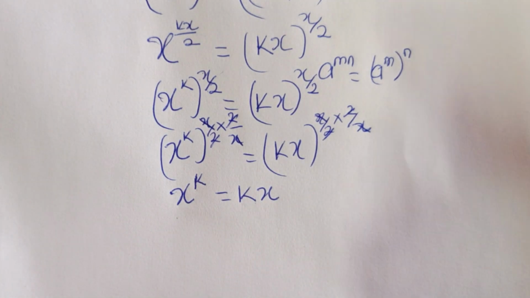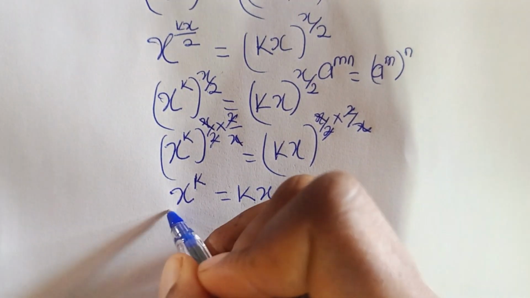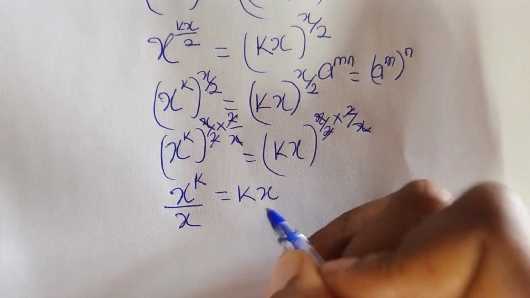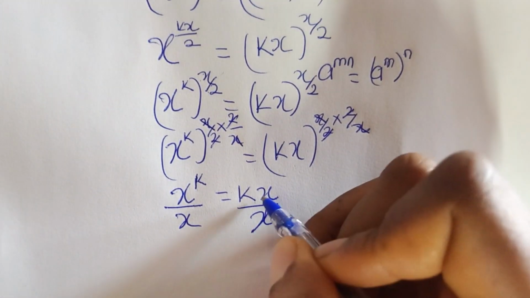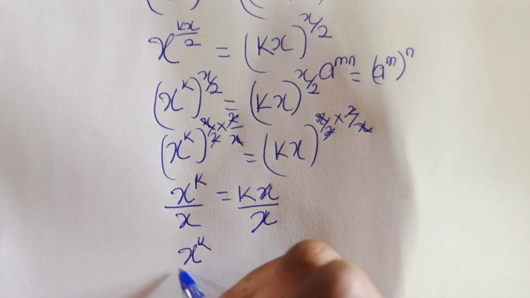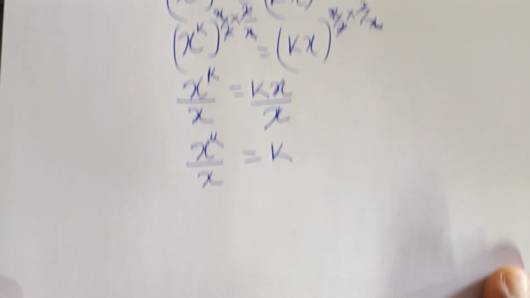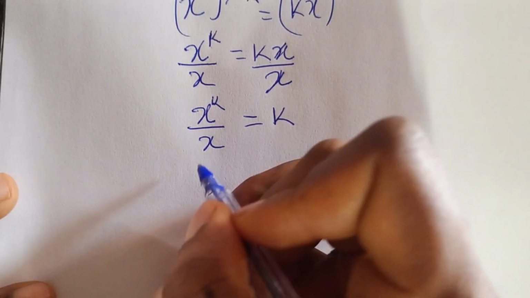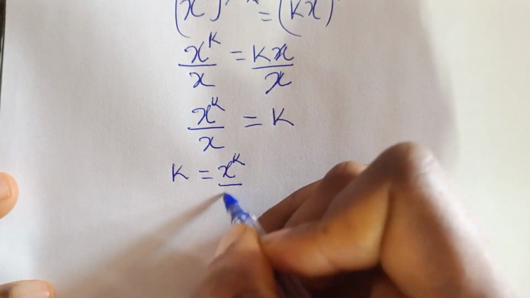In this question, let's divide by x on both sides. We have x here, we have x here. So we divide by x. This x cancels x. We are left with x raised to power k over x equals k. So k here equals x raised to power k all over x.